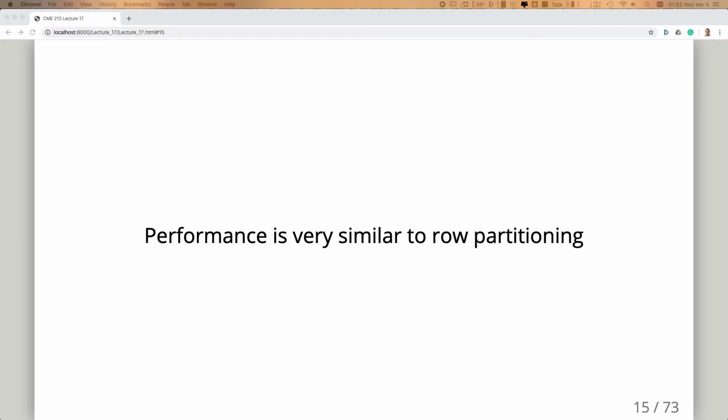So the performance is very similar to row partitioning. The first one does communication and then the multiplication. The other one does the multiplication and then the communication. But at the end of the day, it's very similar. All right, so you have this.